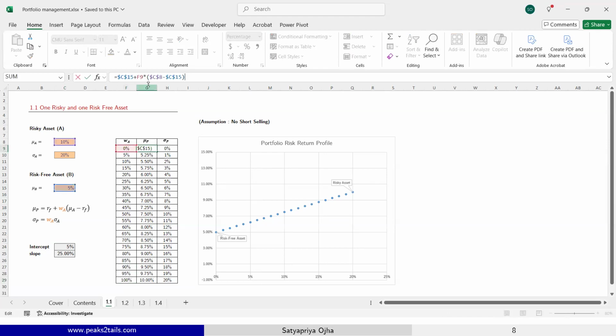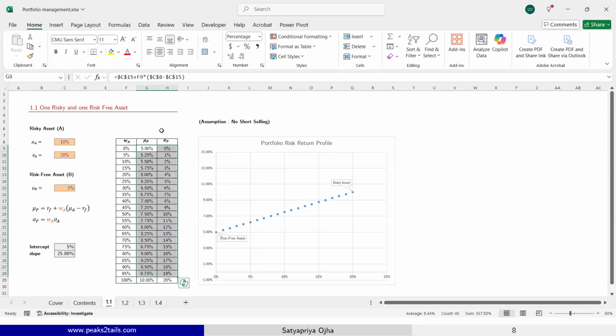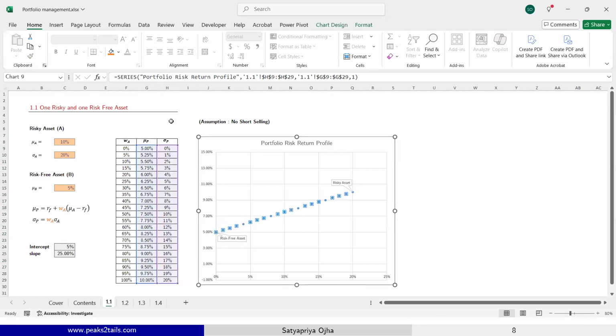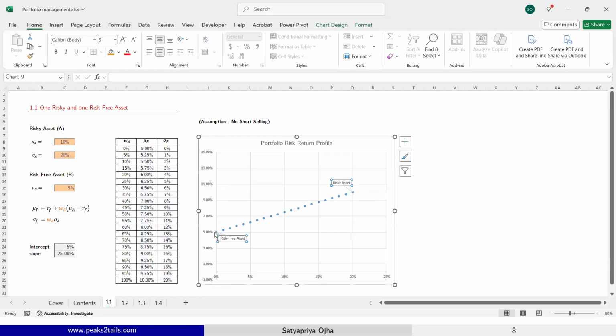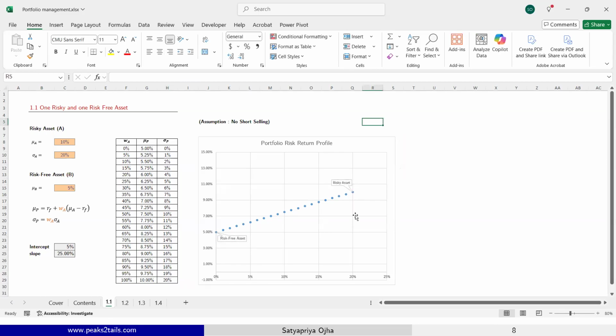And then correspondingly calculate mu P according to this equation and sigma P very simply according to this equation, right? And if you do a plot between mu P and sigma P, you get this. This is the scatter plot, but it is a straight line. At the two ends of the spectrum, we have the risk-free asset here, 0 volatility and 5% return, and we have the risky asset here, 20% volatility and 10% return. As a portfolio, you can be anywhere on this line by making a suitable adjustment to WA. Okay, any questions?